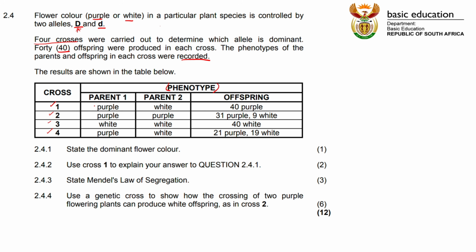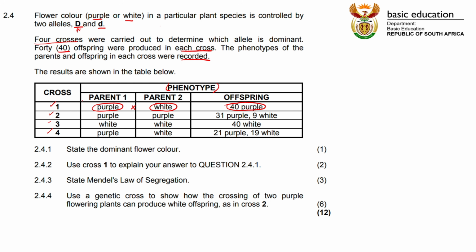So the first combination that we have here is purple, and we are crossing a purple phenotype with a white phenotype. Crossing these two, our offspring, the ones that we found using this experiment, we found 40 purple. Remember, the total offspring that we're supposed to produce in each cross is 40. So here, 40 of the offspring were purple. All of the offspring were purple, in other words, because the 4 crosses were carried out to determine which allele is dominant, and 40 offspring were produced in each cross.